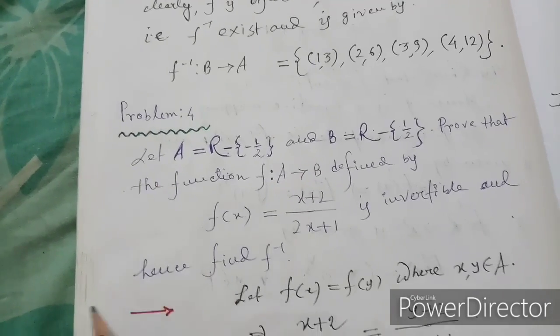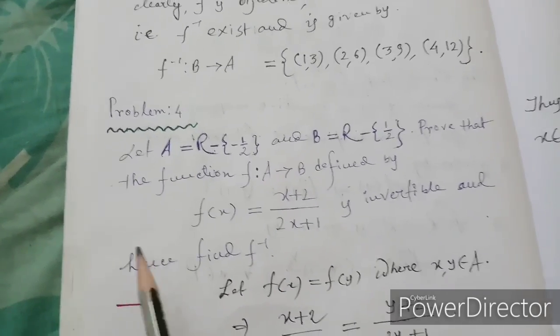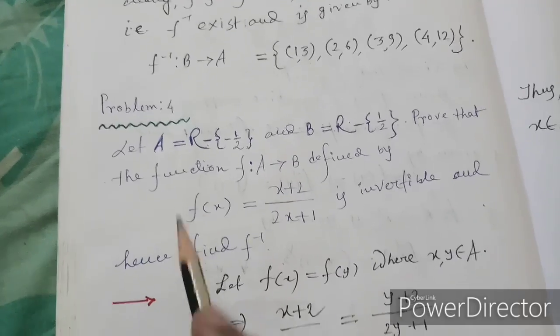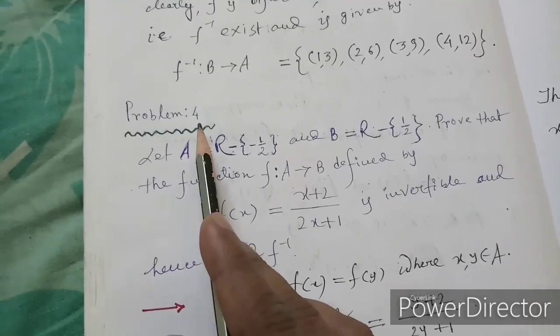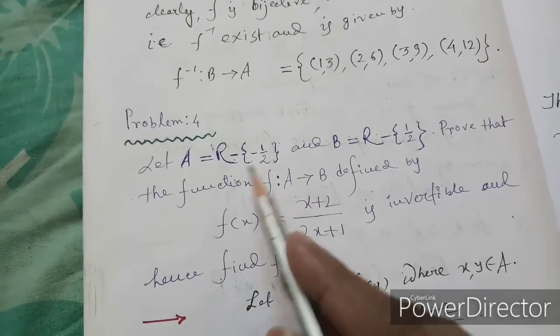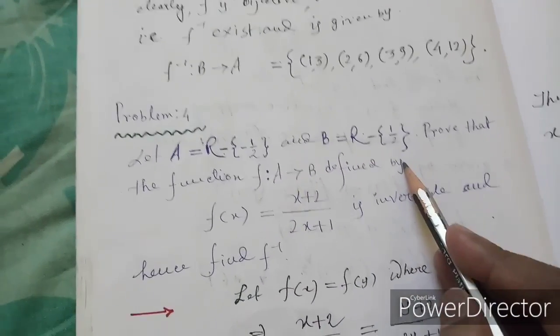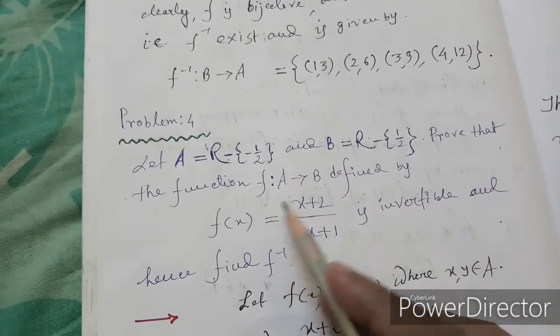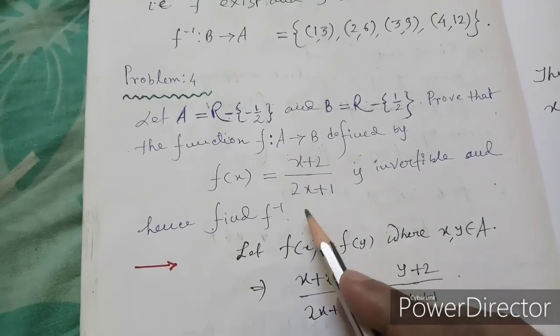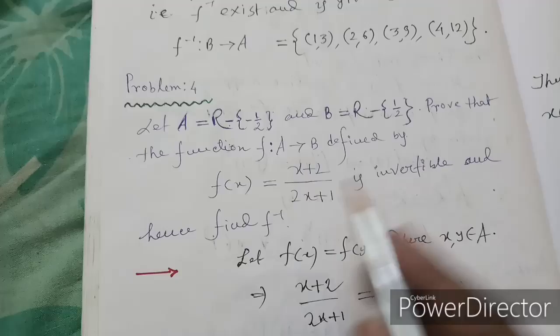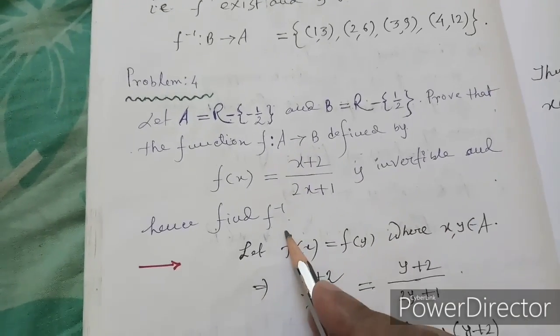Now this is a continuation of inverse of a mapping. So it is problem number 4. Let A = R minus {-1/2} and B = R minus {1/2}. Prove that the function f from A to B defined by f(x) = (x + 2)/(2x + 1) is invertible, and hence find f inverse.